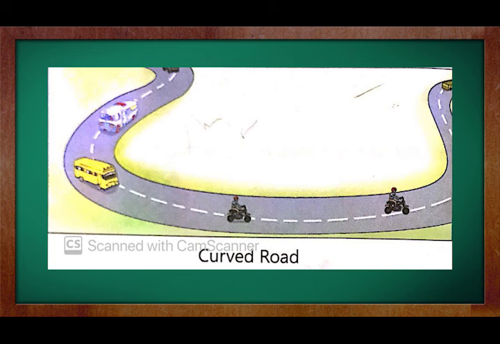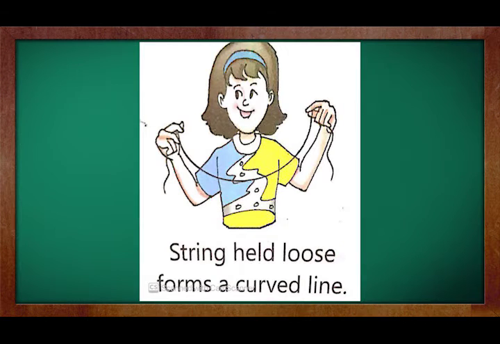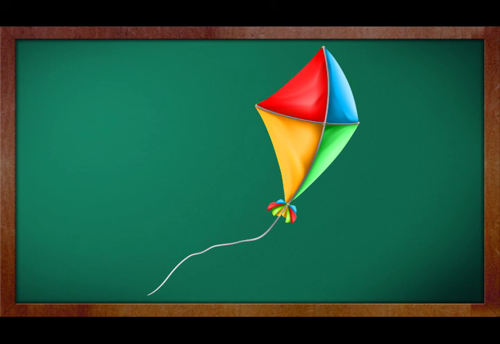Now you can do a small activity. Take a string, hold it loose in your hands, as you can see in the picture. String held loose forms a curved line. Now see this figure. Identify the curved lines. Each line on which we have written C are the curved lines.